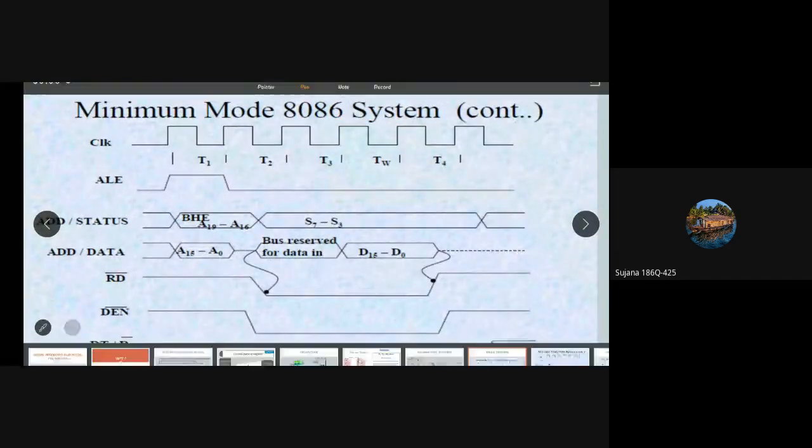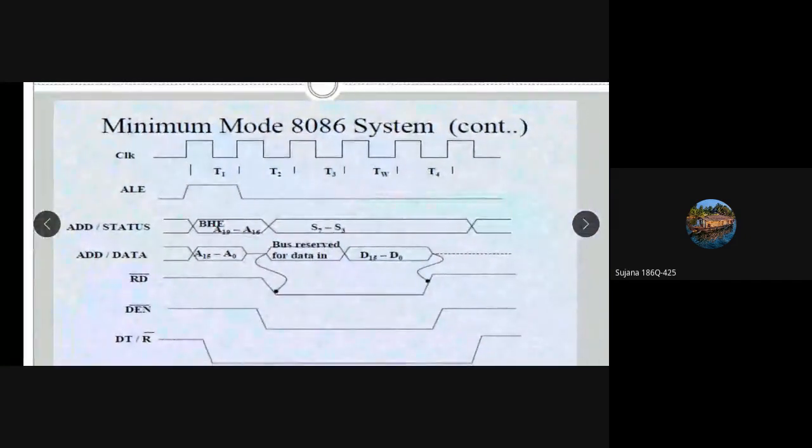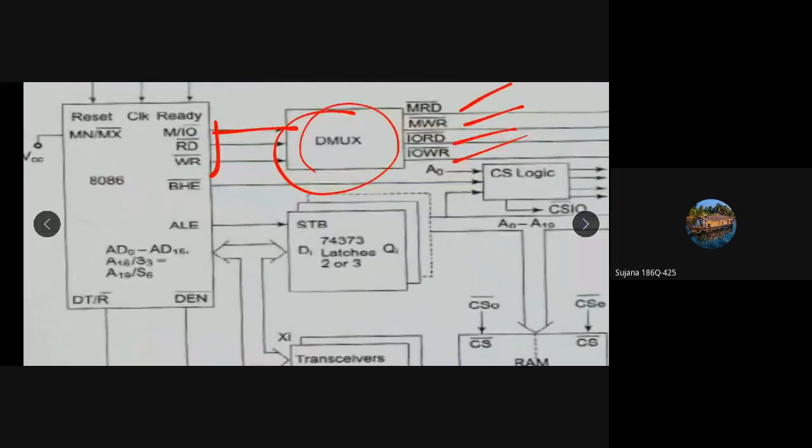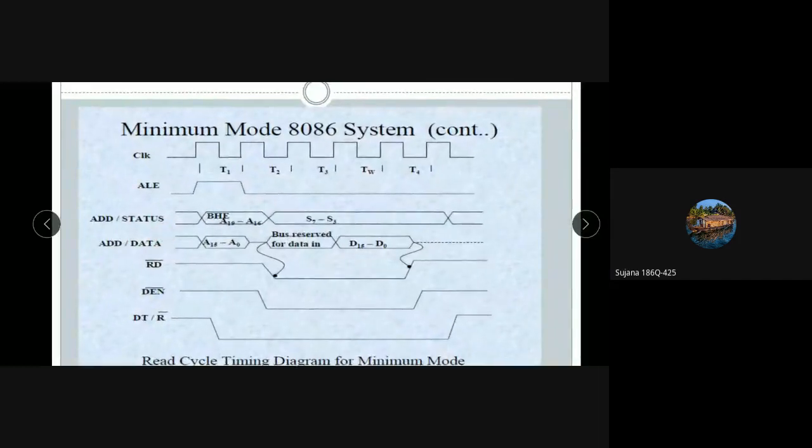So okay, this is your wait state. Next, this is your ALE. ALE is nothing but address latch enable, which enables the latch to separate address and data. The read cycle begins with T1, with the assertion of the ALE signal.